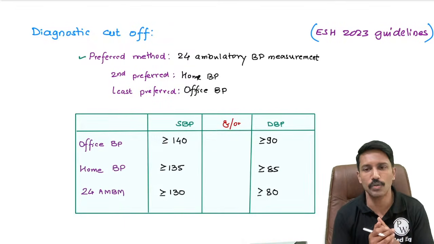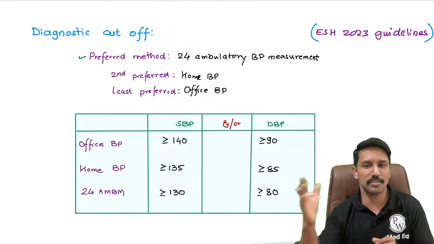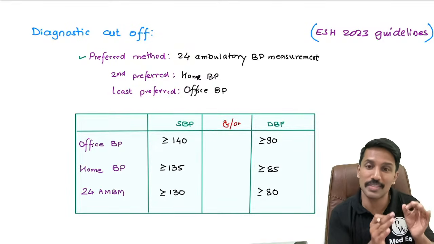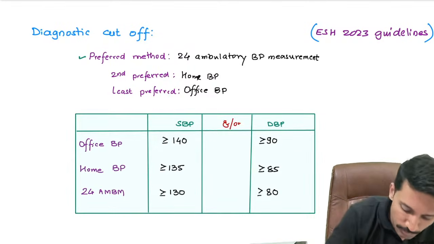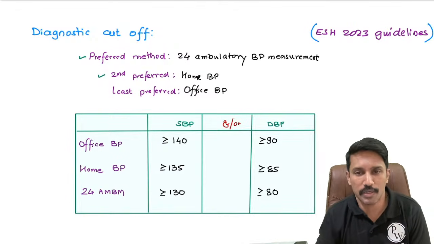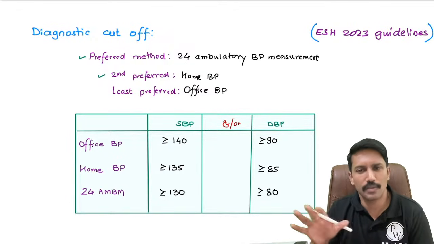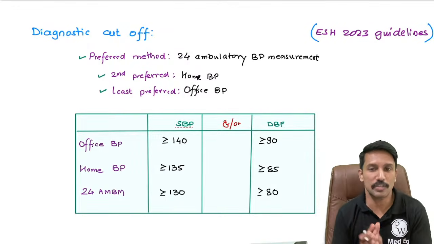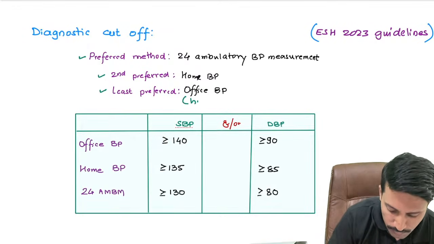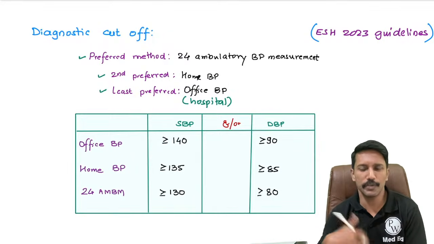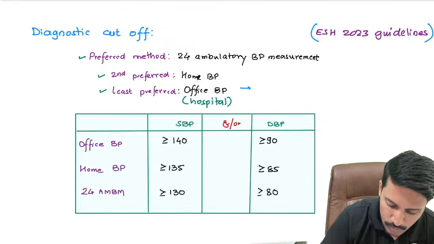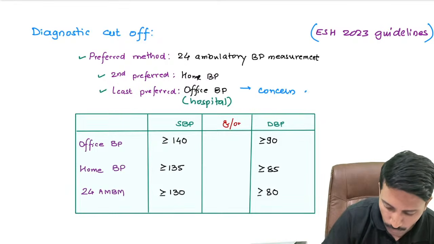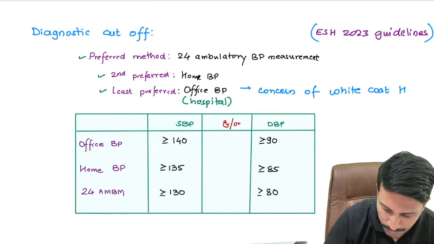That is the preferred method because it is less influenced by external factors and it is representative of his day-to-day BP. If that is not possible, then recording at home is the second preferred method because white coat hypertension is not likely to interfere. Least preferred is office BP or hospital BP. Office means hospital, not the patient's office, the doctor's office. That is least preferred because of the concern of what is called white coat hypertension.